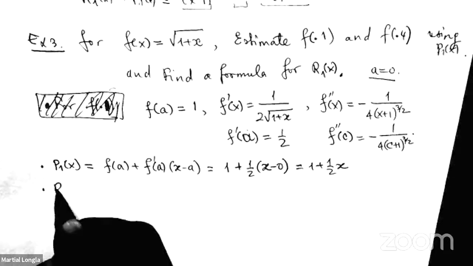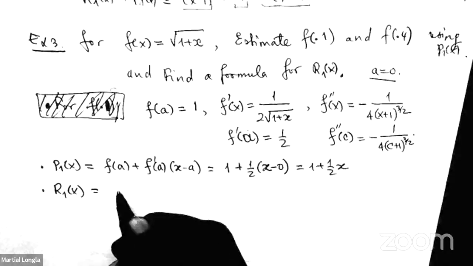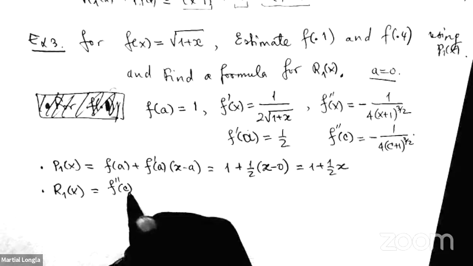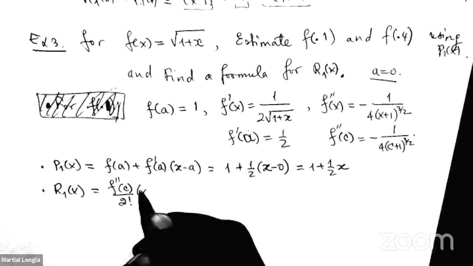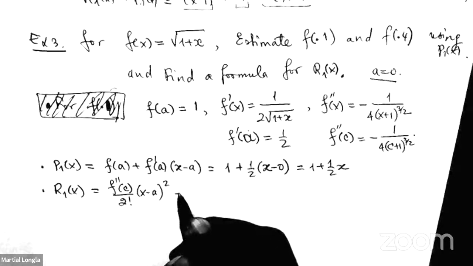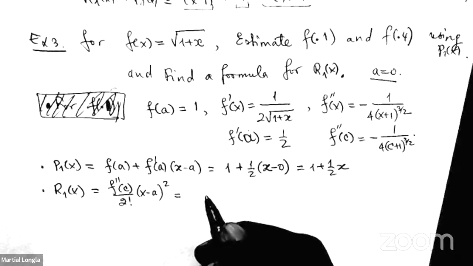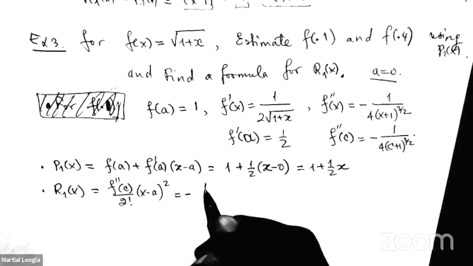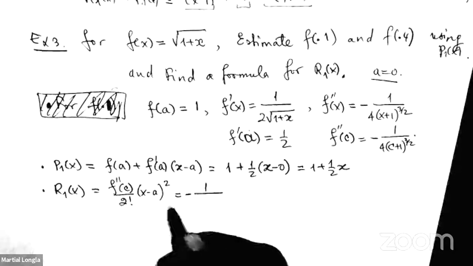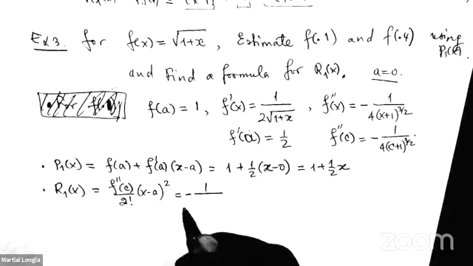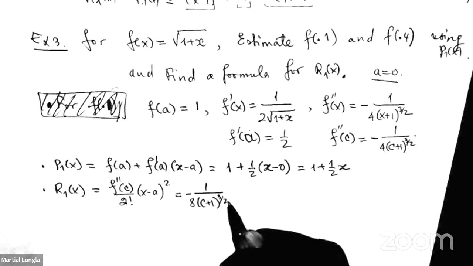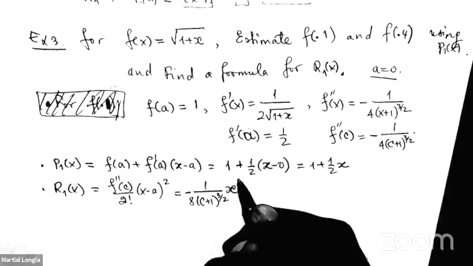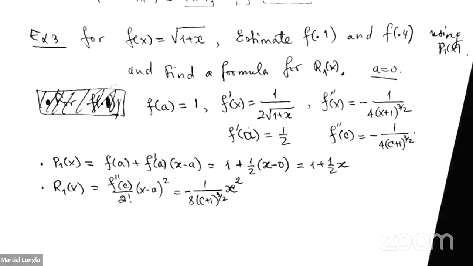And then R1 of x is the second derivative at some point c divided by 2 factorial times x minus a squared, and that is negative 1/4 over 2 factorial, which is 2, 2 times 4 is 8. So negative 1 over 8 times c plus 1 to the 3/2 times x squared. So that's what R1 of x is.